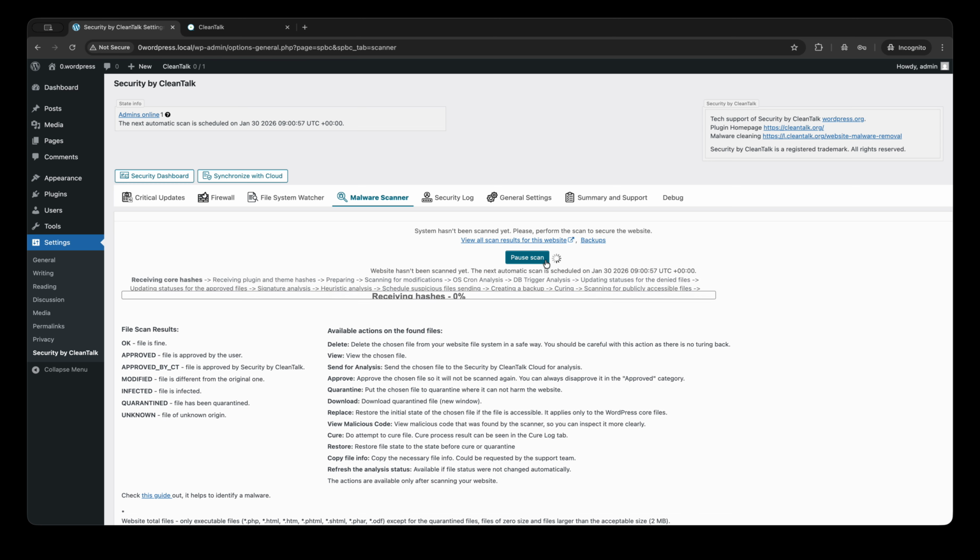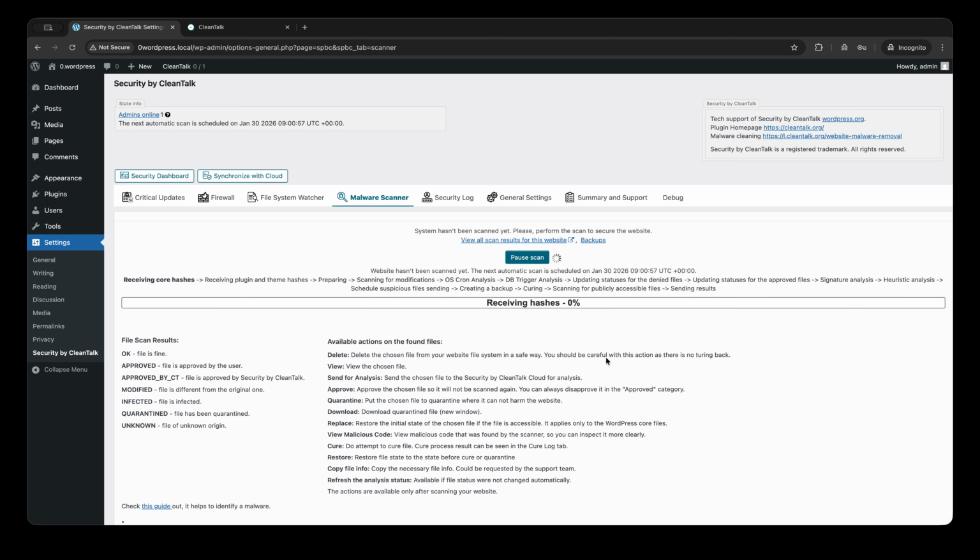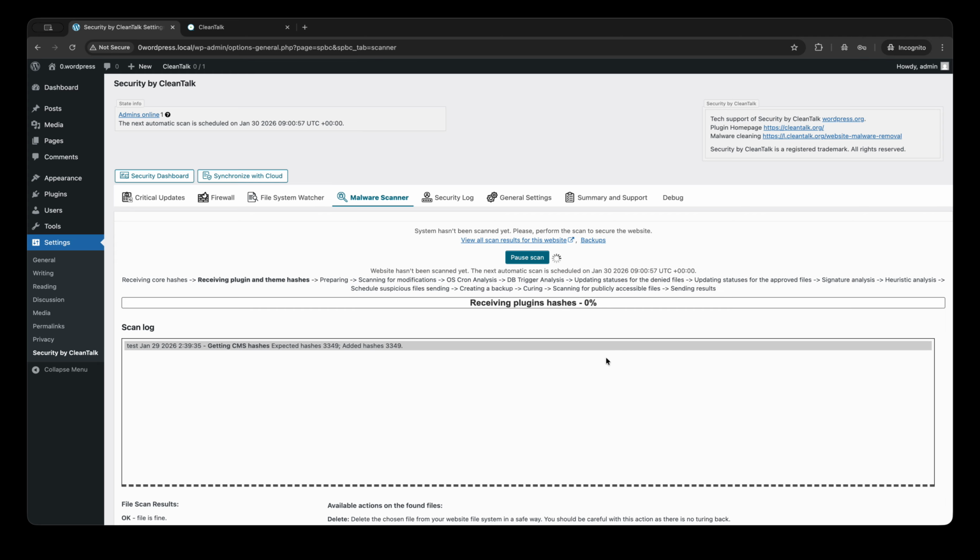malware scanner. In a few minutes you get the results and see if your website is free from malware. That is the most dangerous security issue it can be.